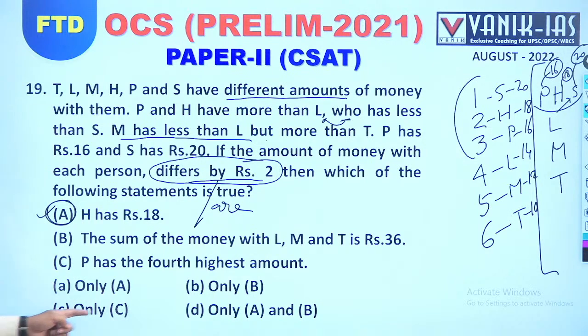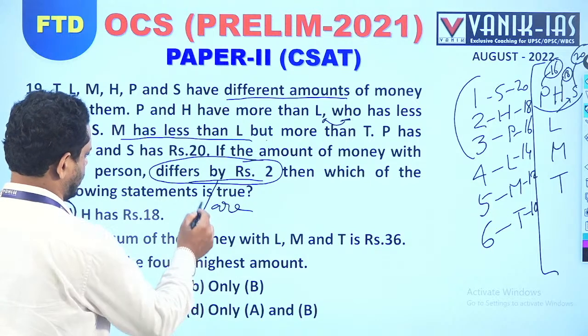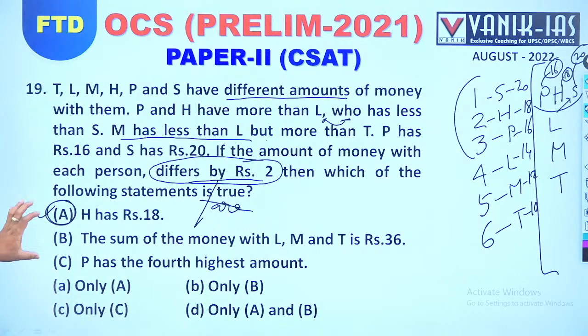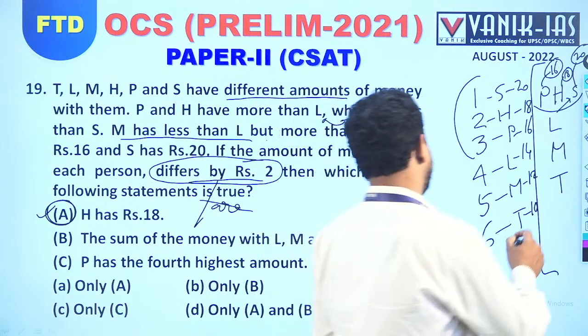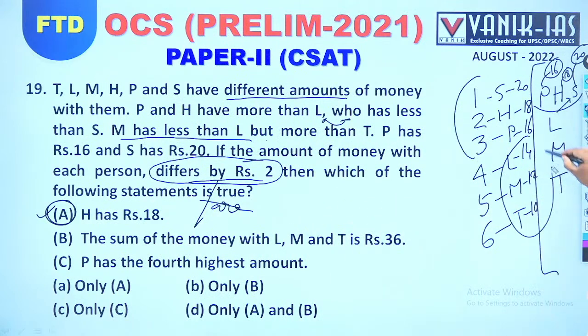But friends, we have many more options, right? As this is a single type of answer option, there is no need to go for R. If this winds up with ABC, then we may. The sum of the money with LMT is 36. LMT, is it 36? 3 times 10 is 30, and we have a 6 with 4 plus 2. It becomes 6. It becomes 36.